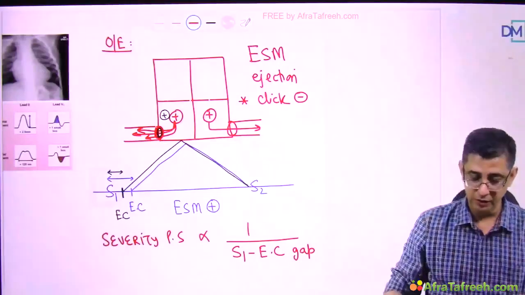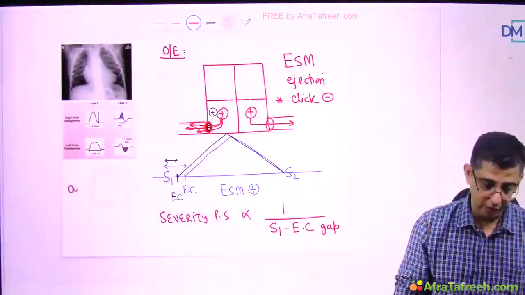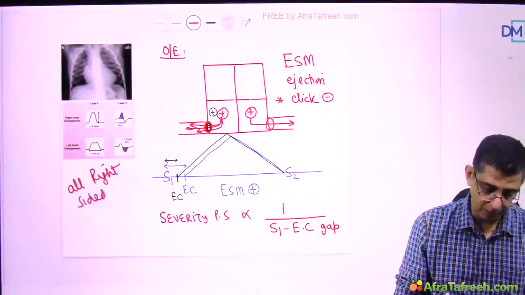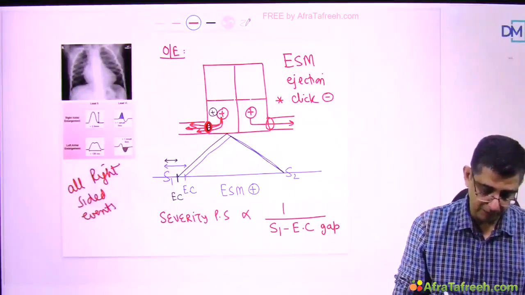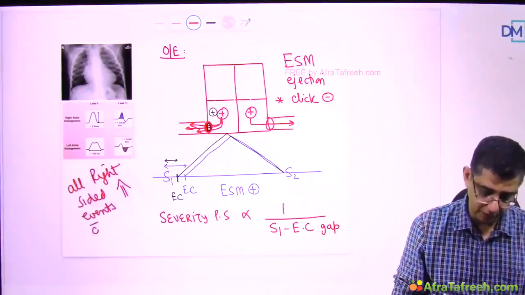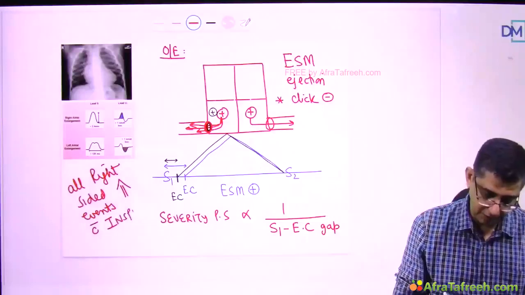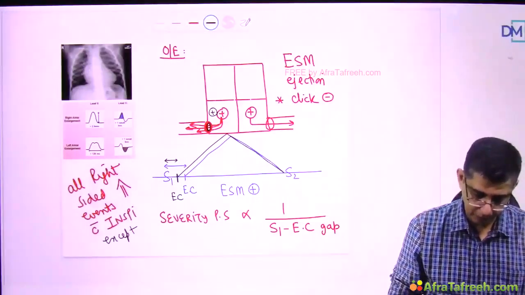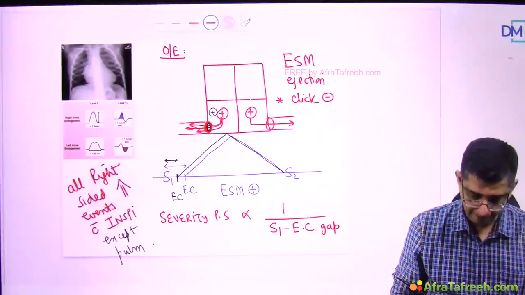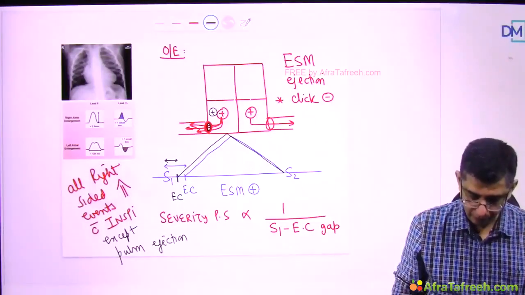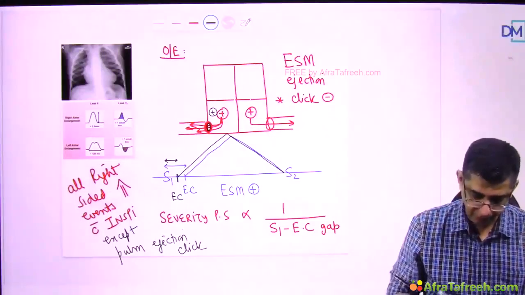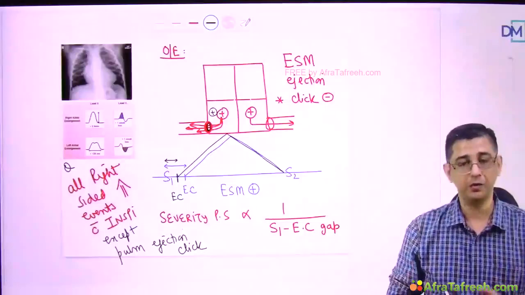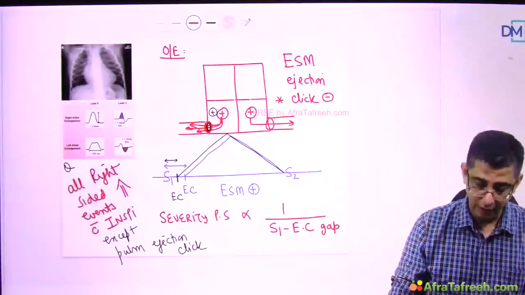So my statement, which is the MCQ one, is that all right-sided events tend to increase with inspiration. I stands for inspiration. The exception to this rule is the pulmonary ejection click. This question has been asked in JIPMER and a couple of other exams, so you need to remember this statement. The explanation is here in front of you. The gap becomes relatively lesser in the patient.